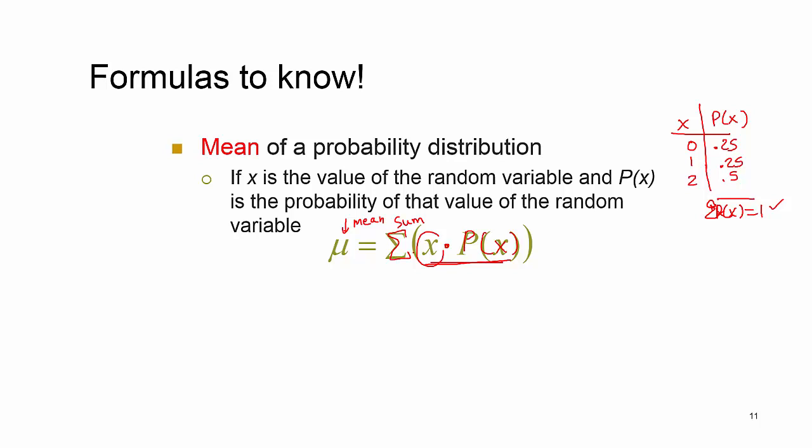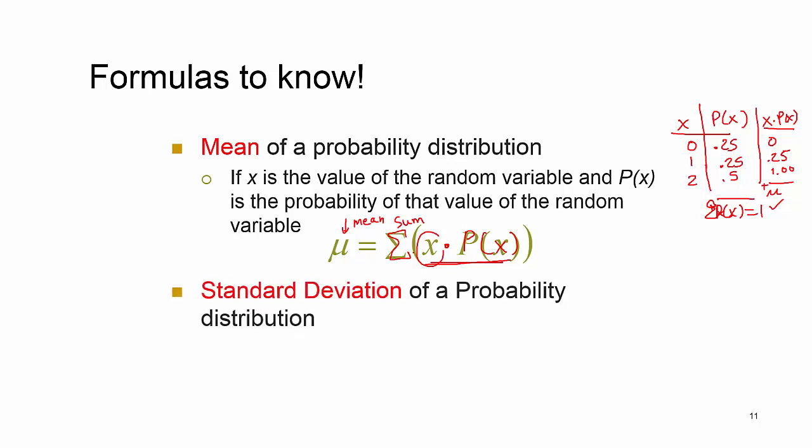So when I have a probability distribution, I'm going to have another column here where I'm going to multiply straight across. 0 times 0.25, 1 times 0.25, 2 times 0.25, and I add that up, and that gives me the mean. The standard deviation of a probability distribution.